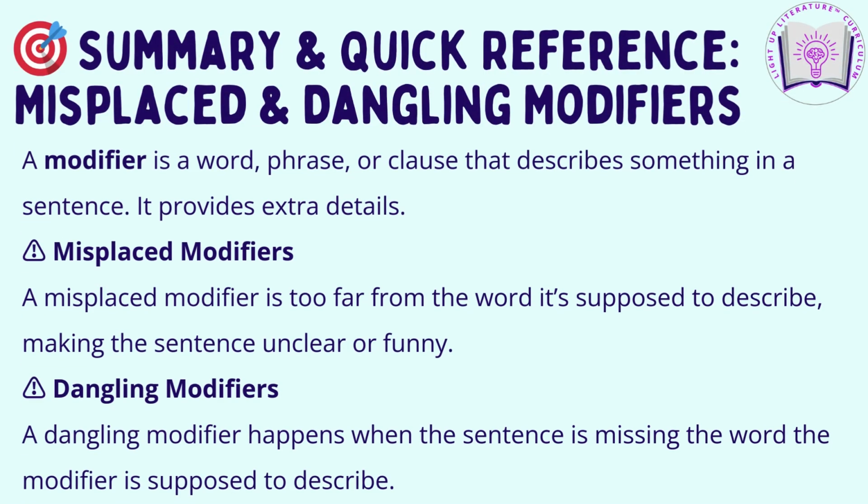Alrighty, let's take a look at our quick recap. A modifier is a word, phrase, or clause that describes something in a sentence, and it gives us extra details. Misplaced modifiers are when the details are too far away from the word it's supposed to describe, making it sound kind of weird and just grammatically incorrect. Dangling modifiers happen when the sentence is missing the word the modifier is supposed to describe. So when we're missing our subject, that we're supposed to be modifying.